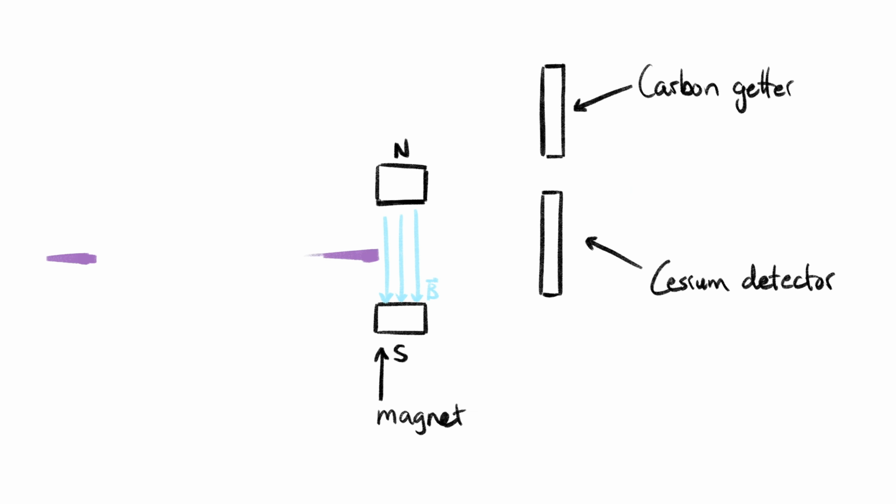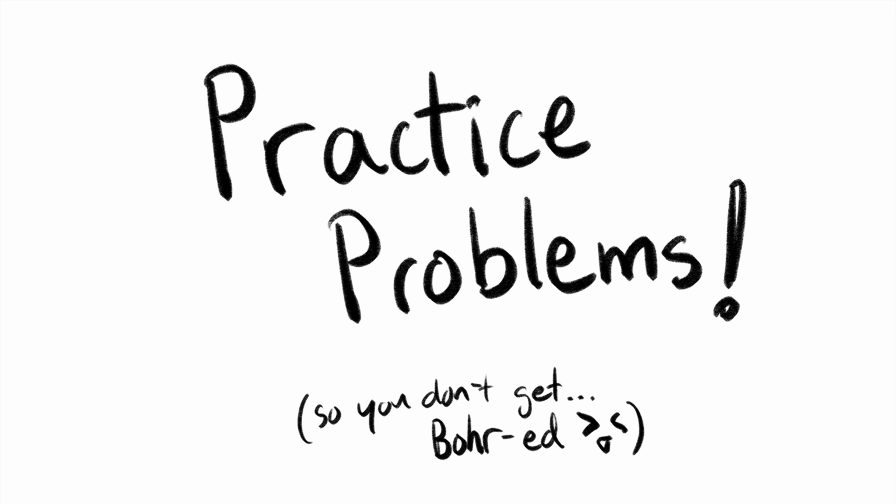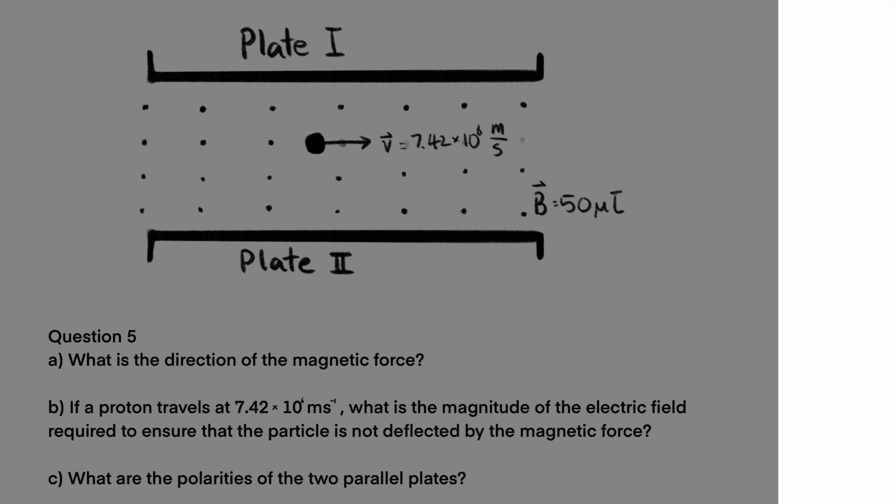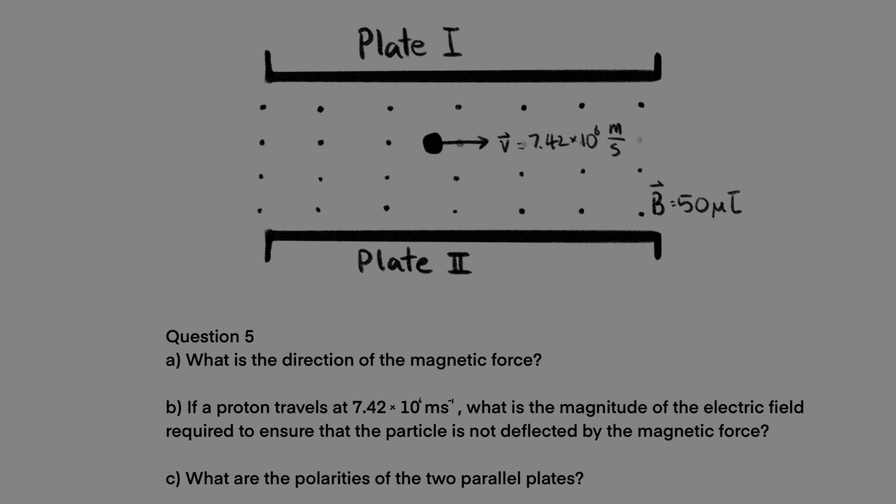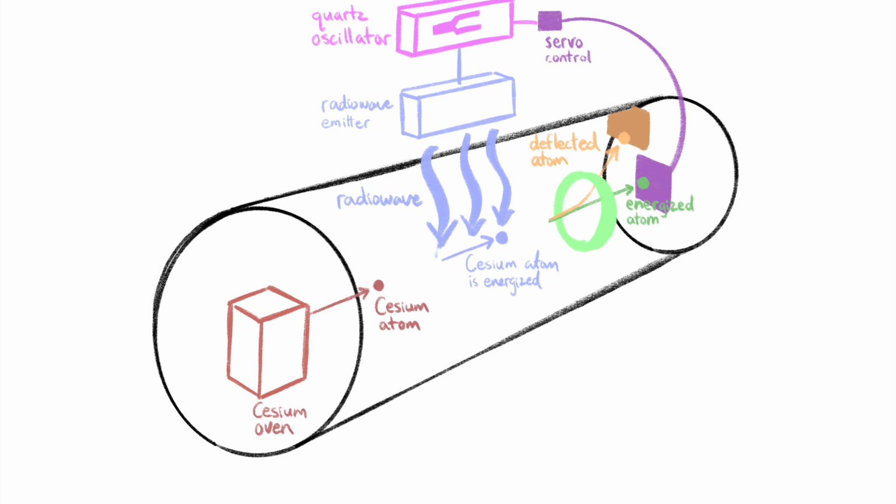The cesium atoms are then filtered through a magnetic field. Those that are energized will be deflected into a detector, while the rest are absorbed by a carbon gutter. Though this is a bit different from the cesium clock's magnets, try out this problem to test your understanding of the magnetic deflection of charged particles. Let's get back to the cesium clock.